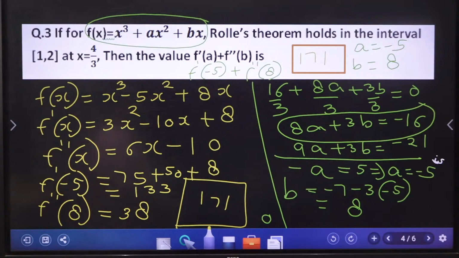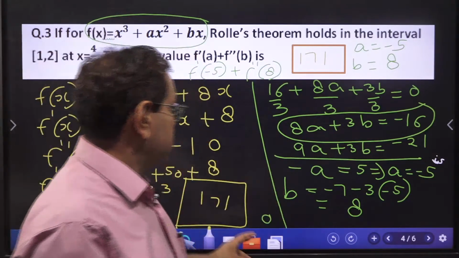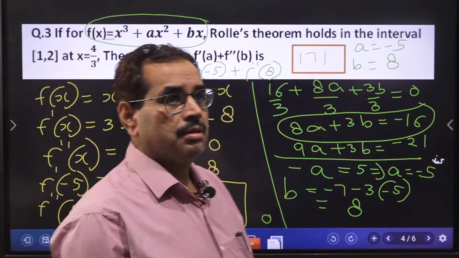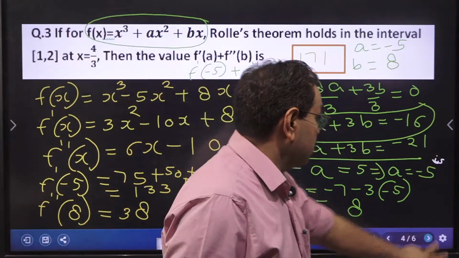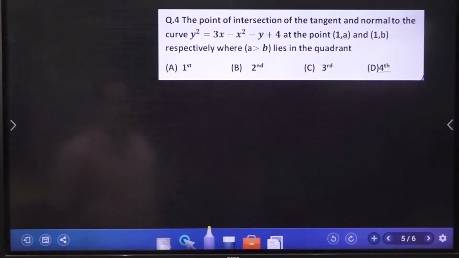Now coming to the next problem, question number 4. Okay, everyone has to do this calculation properly, and we are getting 171 as the answer. Coming to the next question, number 4. Read the question carefully and tell me the right answer.